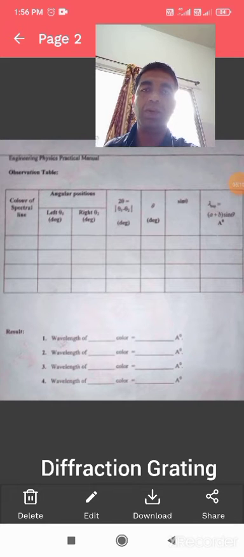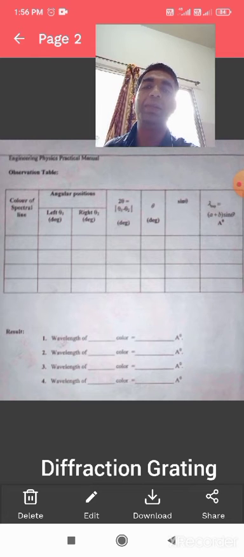Then the observation table is present in front of you. First column is the color of the spectral line. Which colors are observable? You have to write there the color of the spectral line. That is violet, then yellow, then green and red. Violet, green, yellow, red. You have to write there.